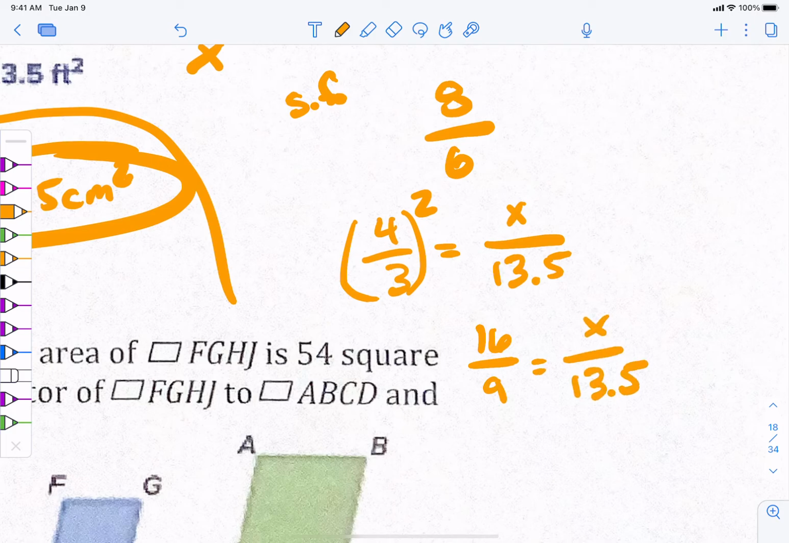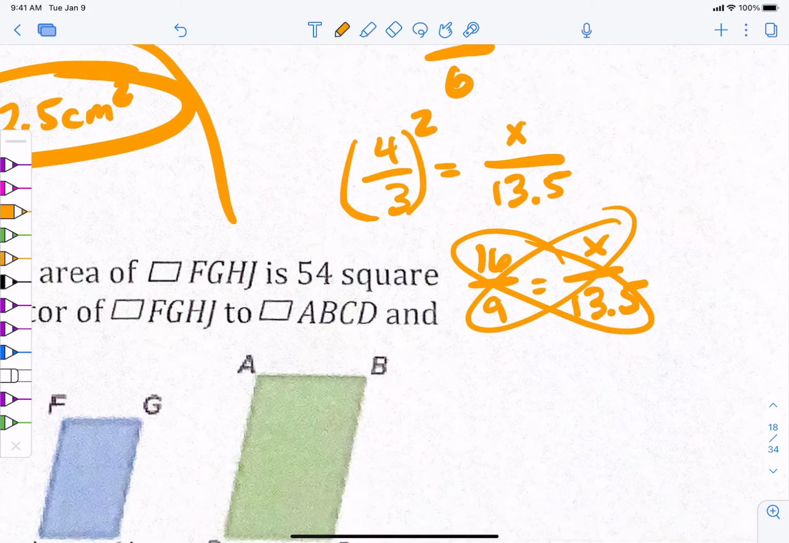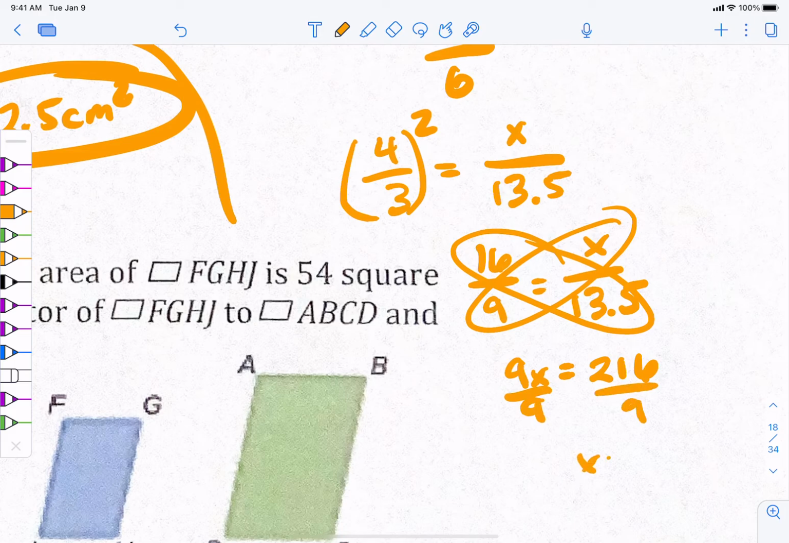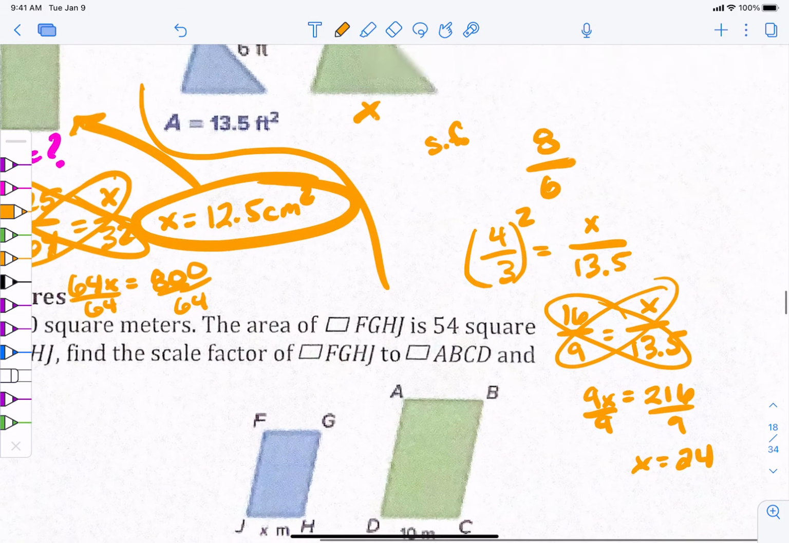What if you did 8 and 6? It's fine. 9x equals what's 16 times 13.5? 216, and then divide by 9. x is something. 24. Is it 24? Yeah. 24 what? Feet squared.